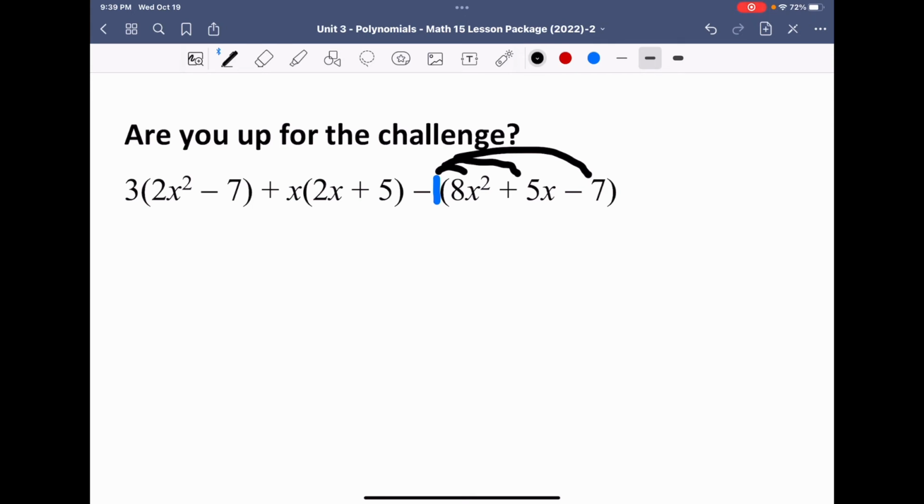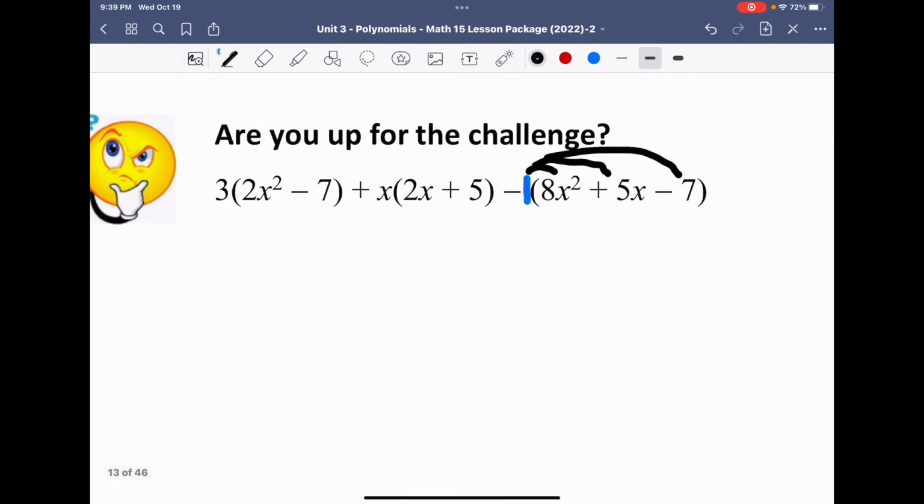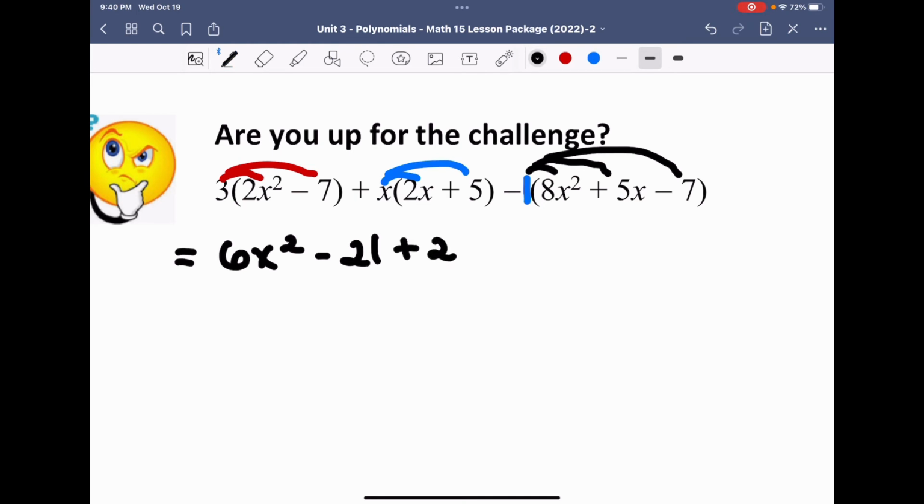to the opposite. Now, if I start at the beginning here, I have 3 times a 2x squared minus 7. I have to go one by one and multiply the 3 in through the distribution property. 3 times 2 is 6, and then it's x squared. -7 times 3 is -21. Then I move on to my next set of brackets. I have an x times a 2x, x times a 5. This will give me plus 2x squared, plus 5 times x is 5x.